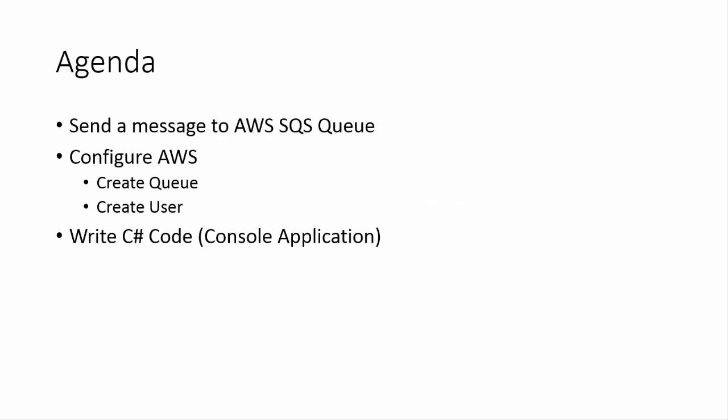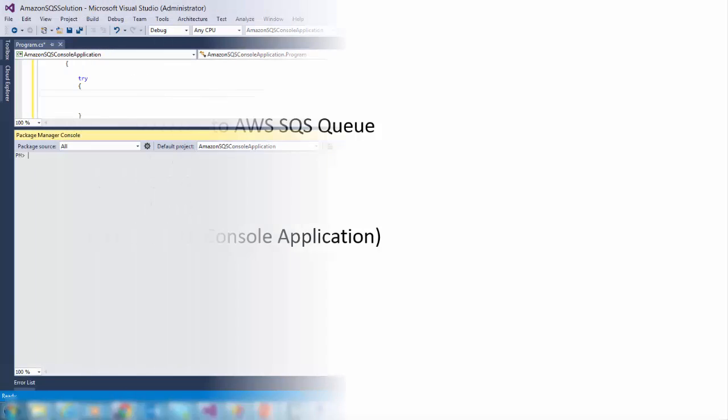Our agenda is to send a message to an AWS SQS queue. We are going to first configure AWS, that is, use the AWS console to create a queue and create a user with appropriate permissions. And then we're going to use that user's profile and write some C# code to create a message and send that message to the AWS SQS queue.